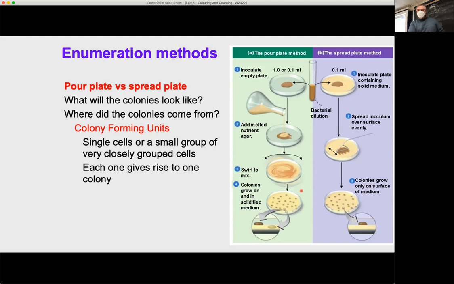Colonies grow only on the surface of media. Yeah. So in both cases, you'll have a count of your organisms. In the pour plate method, you can use 1 mil or 0.1 mil. And you'll explain the concentration based on that volume. The volume here has to be taken into account when you're doing the dilution as well. Okay.